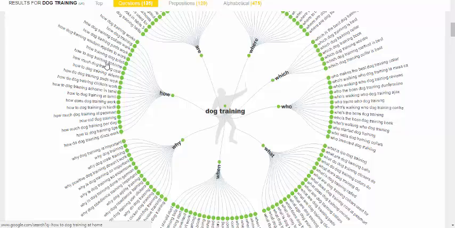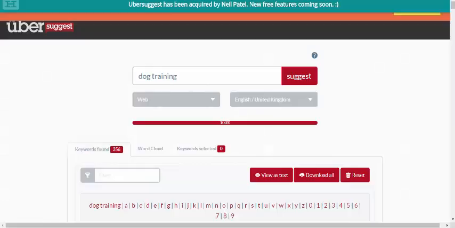how to dog training at home. Well, I would turn that into how to train your dog at home, obviously. Which dog training whistle, which dog training book, who started dog training. Here we go. What do dog training clickers do? What are dog training bells? All fantastic ideas for you to use, again, on your blog posts, indeed, within your products, and as keywords for your SEO.